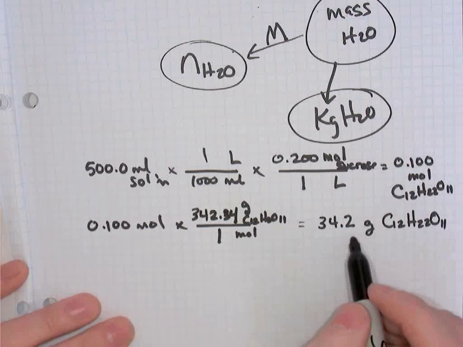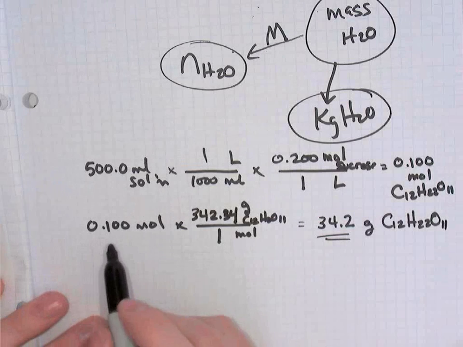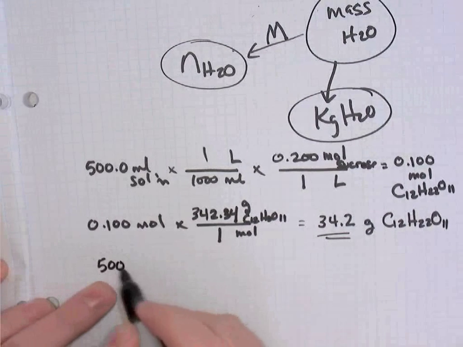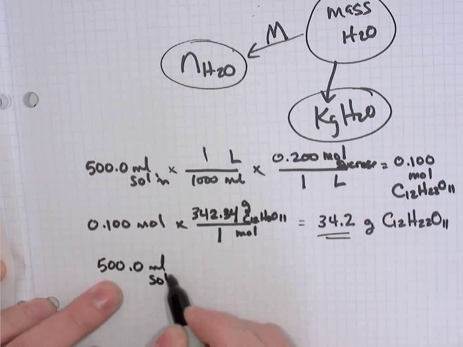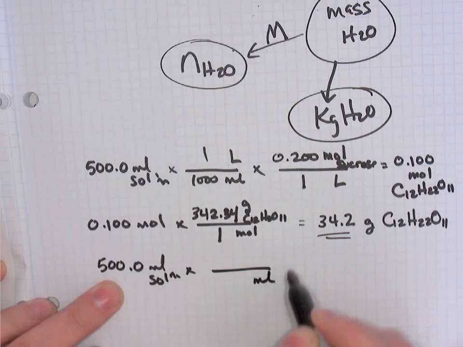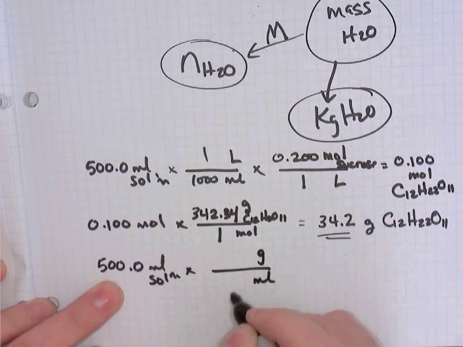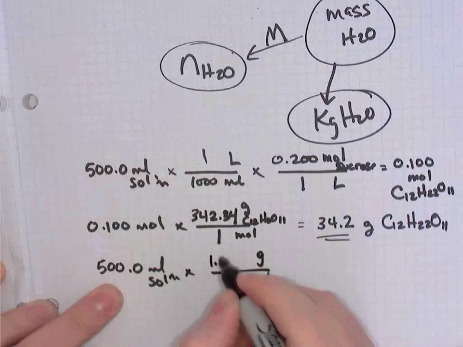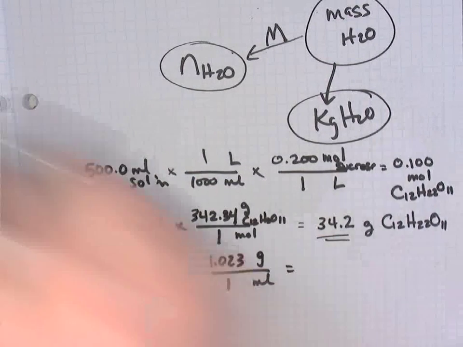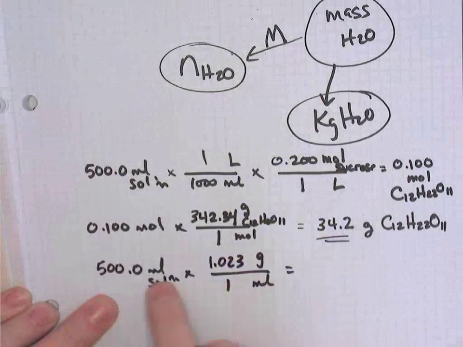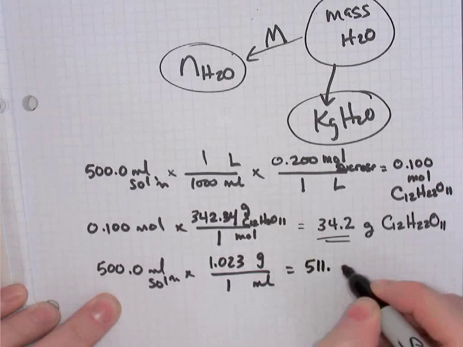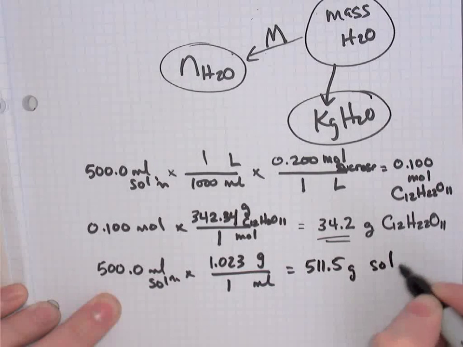Now we found the mass of the sucrose. We can get the mass of the solution using its density. So if we take our 500 milliliters of solution, get rid of the milliliters, we can switch to grams of solution using density. And the question told us the density was 1.023 grams per milliliter. We're going to keep 4 significant digits this time, so 500 times 1.023 is 511.5 grams of solution.